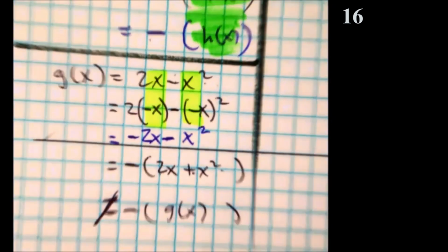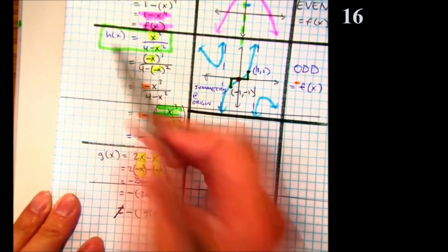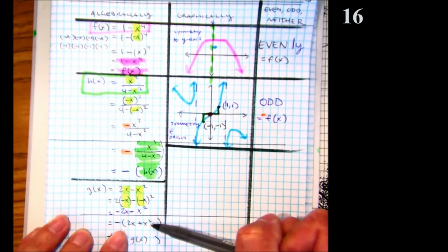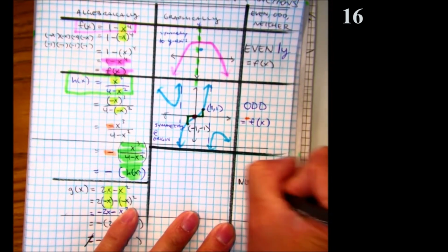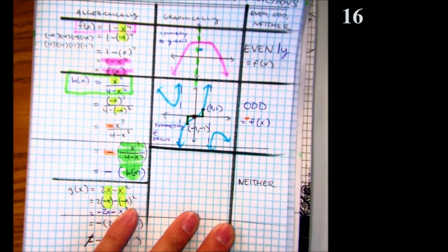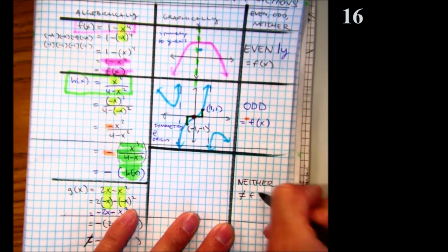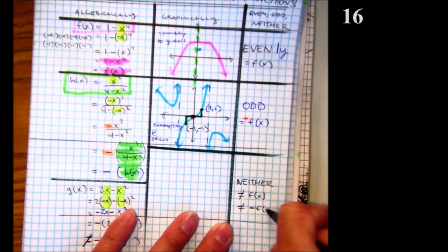What does that mean? An odd function is the opposite of what you started with. That's not the case, so it's not an odd function. I don't have the original problem, so it's not an even function. They call this neither. A neither is not the original problem, and it's not the negative sign or the opposite of the original problem.